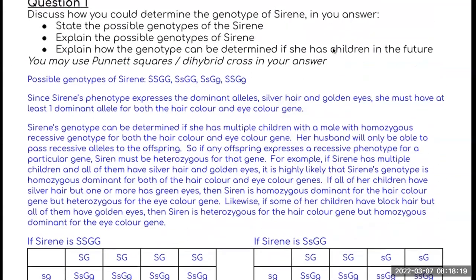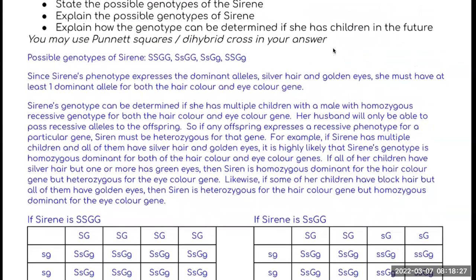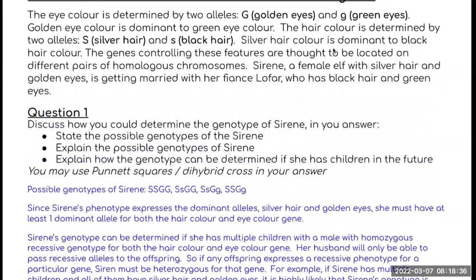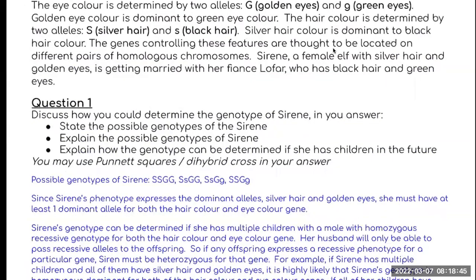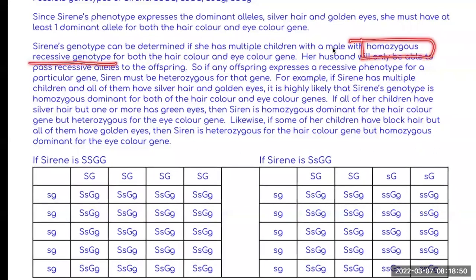Okay, now here comes bullet point number 3. Explain how her genotype can be determined if she has children in the future. If you look at the question carefully, it says that her fiance has recessive traits. So Lofa has black hair and green eyes, meaning that her fiance has a homozygous recessive genotype for both of these genes. Her future husband could only contribute the recessive alleles.